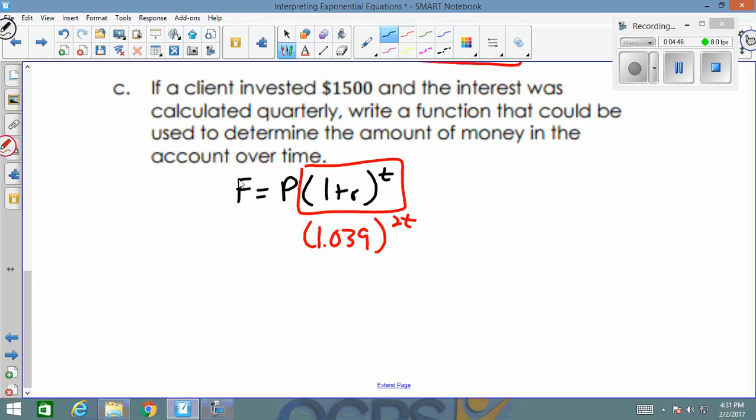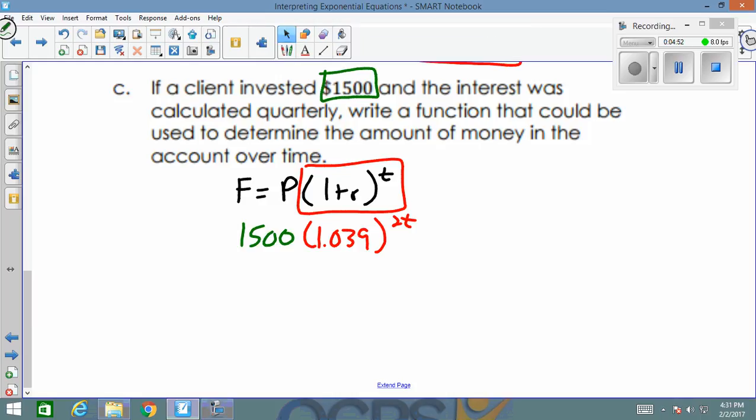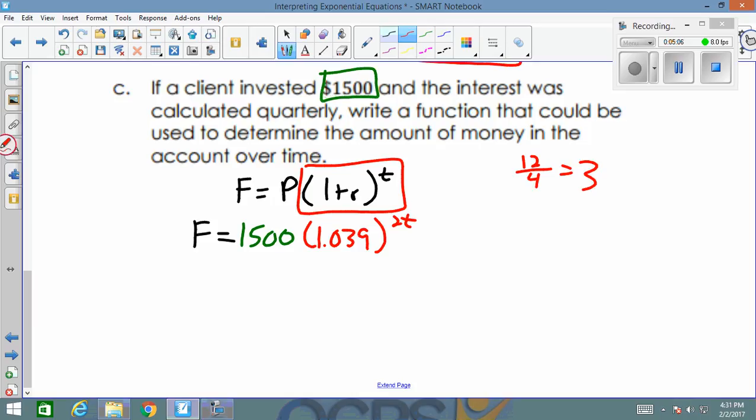Our P is that 1,500, because that's our initial. We don't know F, so it's F equals that. Okay? But we're compounding quarterly. So what we need is to make this, because 12 divided by 4 gives us 3 here. So that means every 3 months is quarterly. So we need to make this 2 here a 3.